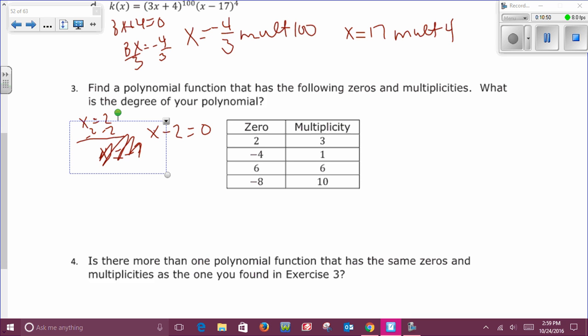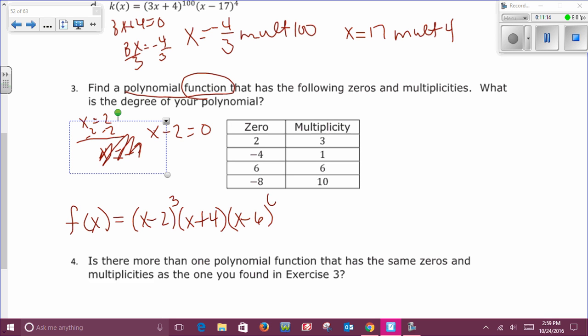So those are my factors where 2 is my 0. And since I'm trying to find a polynomial function, I need to say f of x equals. Well, if my 0 is 2, that means my factor is x minus 2. My multiplicity is 3, so the exponent is 3. If negative 4 is my 0, that means x plus 4 is my factor, and its multiplicity is 1, so I don't have to do anything. So the next one's x minus 6 with a multiplicity of 6. The next one is x plus 8 with multiplicity of 10.